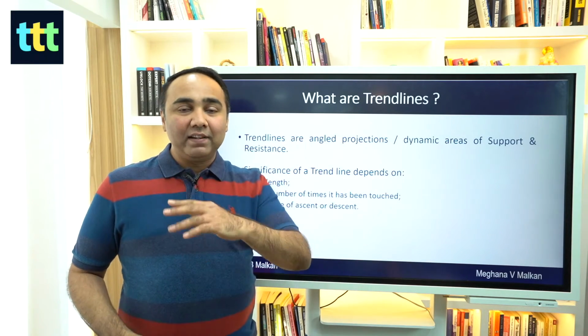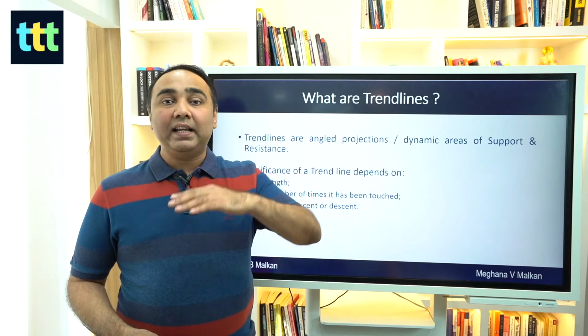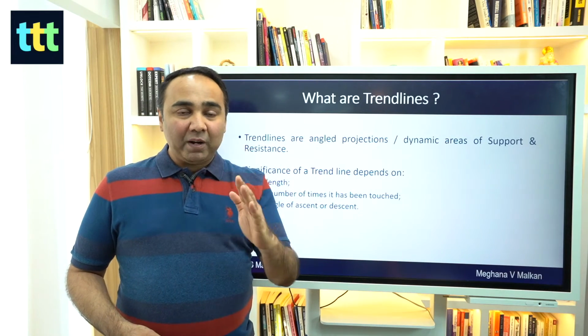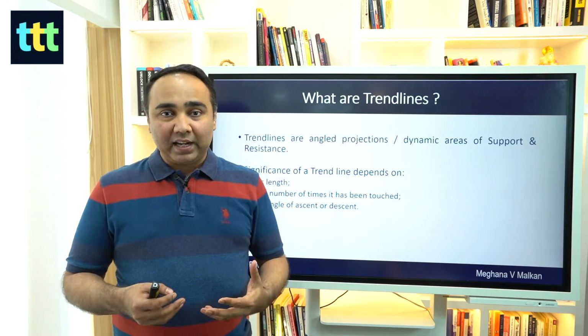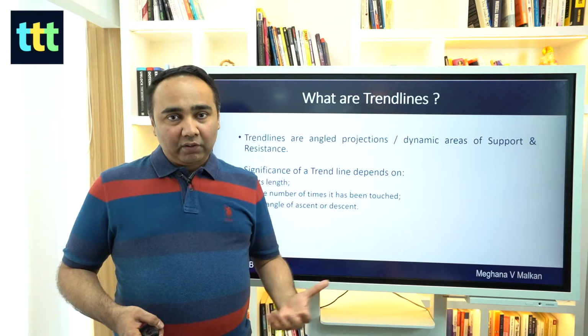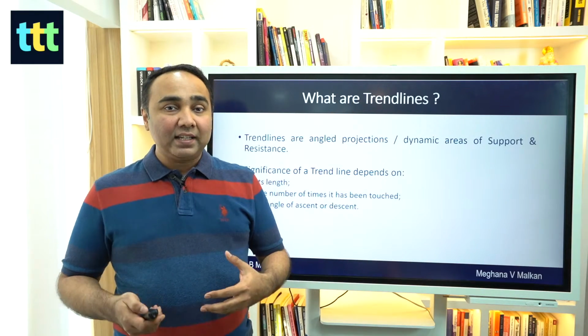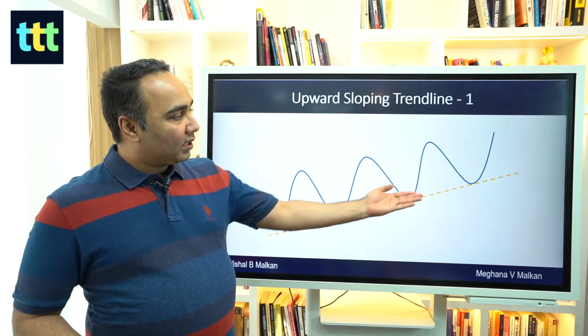Now you can draw an angle which is 45 degrees or less than 45 degrees, 70 degrees, or almost perpendicular, which is 80 degrees. So what are the different trend lines, different angles? We'll see all of these examples and understand trend lines in a better way. So let's start with this one, as upward sloping.